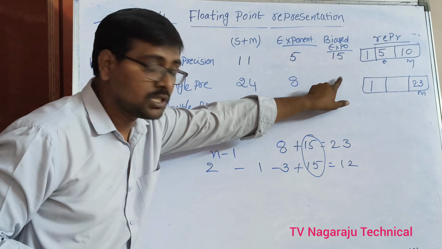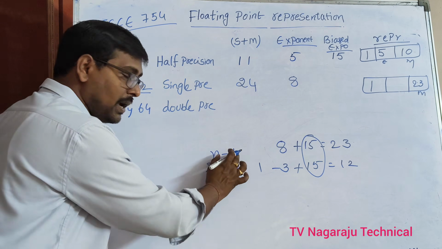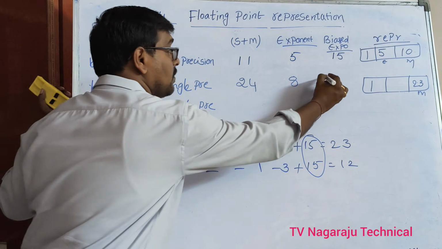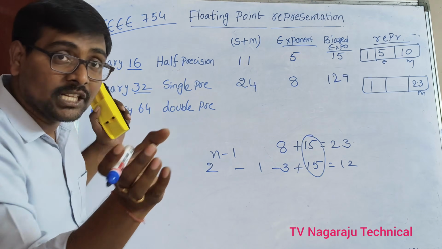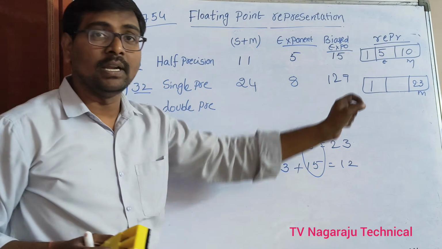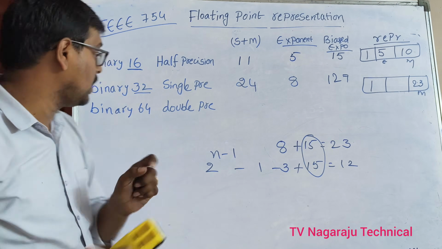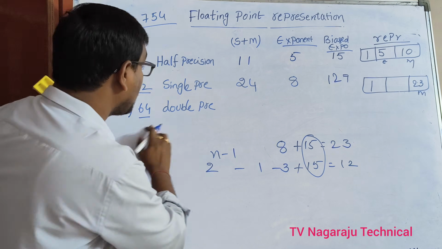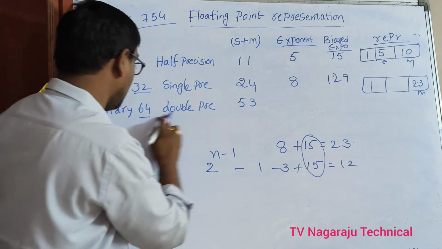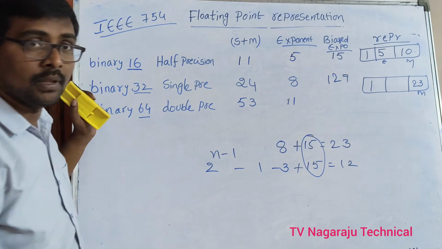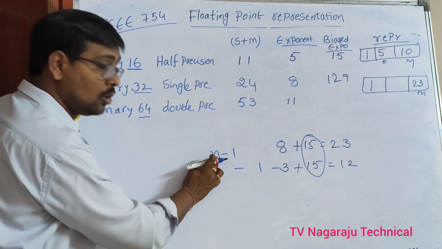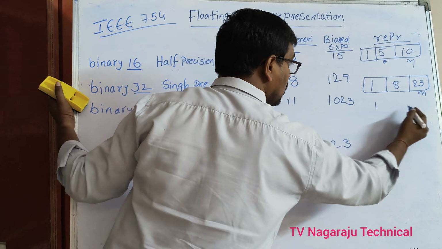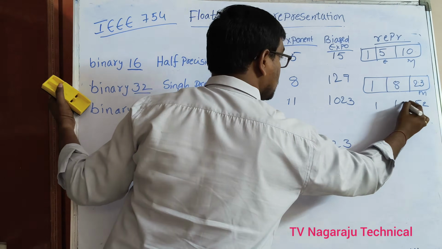Now what is the biased exponent? Same formula: 2 power 8 minus 1, that is 2 power 7, which is 128. 128 minus 1 is 127. So for the actual exponent, we add 127 to get the biased exponent. Similarly, for double precision 64, the number of mantissa bits is 53 including the sign, and the remaining are 11. Now, what is 2 power 10? 1024 minus 1 is 1023. Here also 1 bit for sign, 52 bits for mantissa, and 11 bits for exponent.